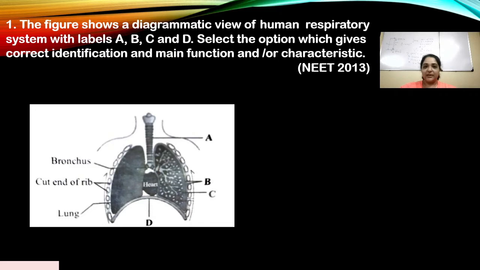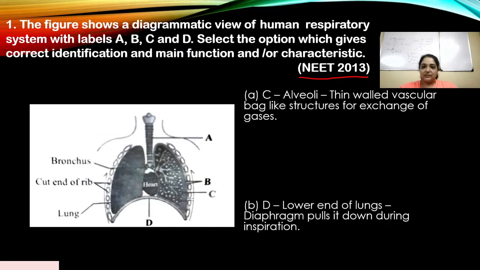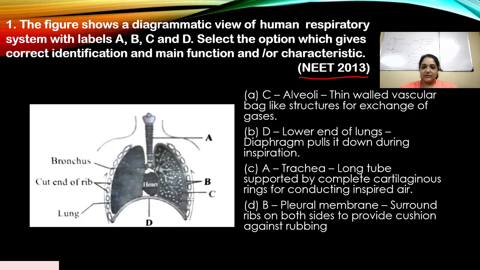The figure shows a diagrammatic view of human respiratory system with labels A, B, C and D. Select the option which gives correct identification and main function and or characteristic. This question appeared in NEET 2013, and you have the diagram in front of you. Let's look at the options. Before I explain, I would suggest you pause the video, go through all the options and write down what you think is the right answer. Then you can come back and check if it matches with your answer or not.